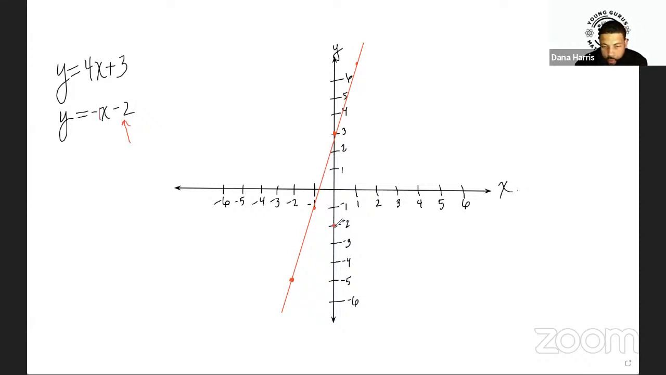So from here, if it's negative 1, down 1, to the right 1, boom, down, right, down, right. Same thing there. And then we can go in the opposite direction. We can go here, here, here, here, and here.